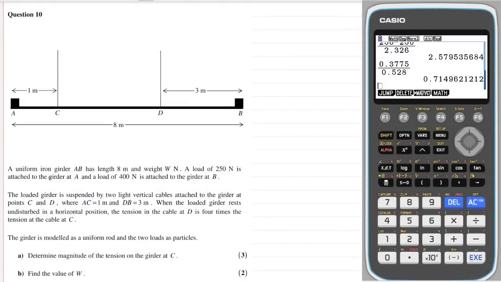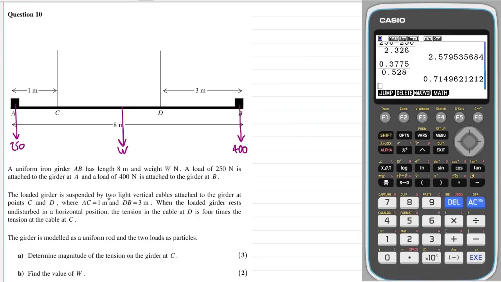Question 10. Got an iron girder AB has length 8 meters and weight W. A load of 250 newtons is attached to the girder at A. Okay, so let's just start drawing some forces on. So that's 250. We also know that the girder is uniform, so therefore we're going to have the weight of the girder coming down here. And a load of 400 is attached at B.